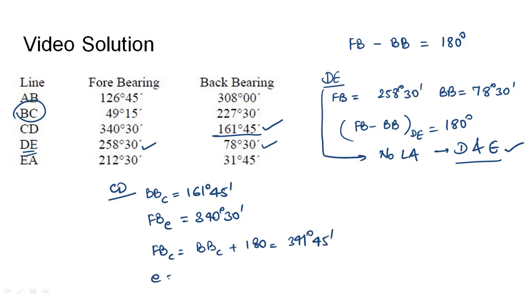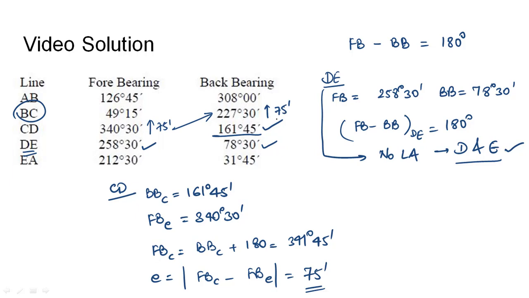So the error would be equal to forebearing corrected minus forebearing erroneous. This would turn out to be 75 minutes. That means we need to hike the value at C by 75 minutes to get the correct bearing. So we will carry this over to BC, and hike this value up by 75 minutes.